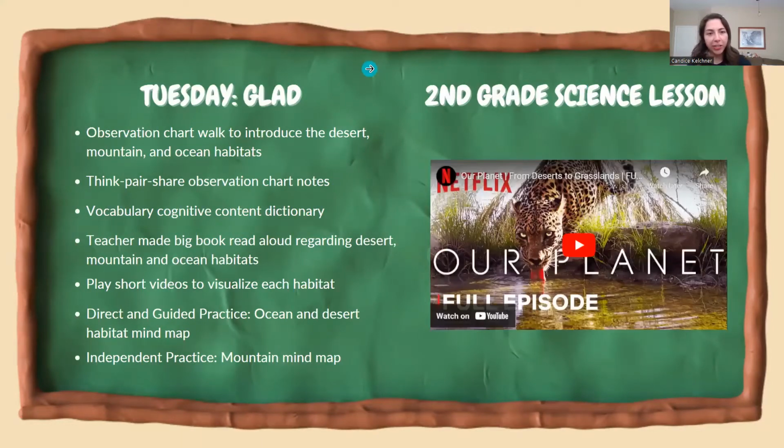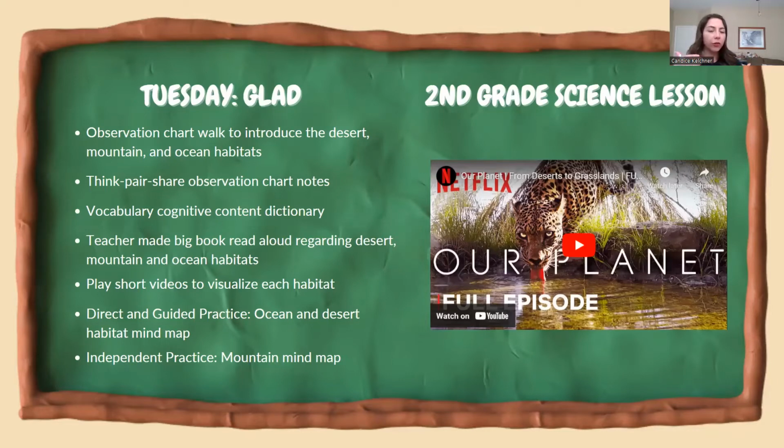Tuesday introduces GLAD strategies. First, students will partake in an observation chart walk to be introduced to the desert, mountain, and ocean habitats. Students will take a writing journal with them at each chart. They will record different observations, different connections that they've made. Afterwards, they'll return back to their seats, think, pair, share about what they saw, and then as a whole class discuss the pictures. And then the teacher will introduce the content and language objectives.